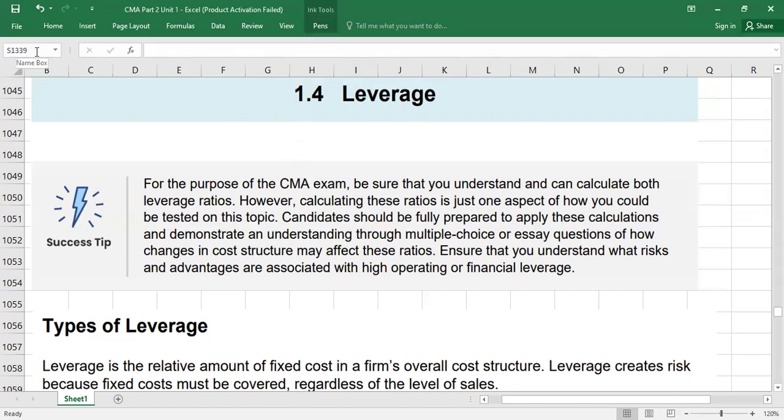Hello everyone. So today we are going to discuss leverage. Please let me just tell you. So we have 3 units in total for financial statement analysis. Let me quickly tell you about that.